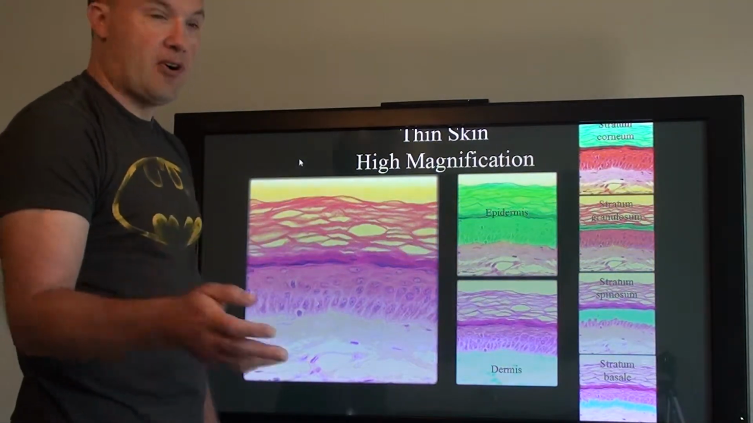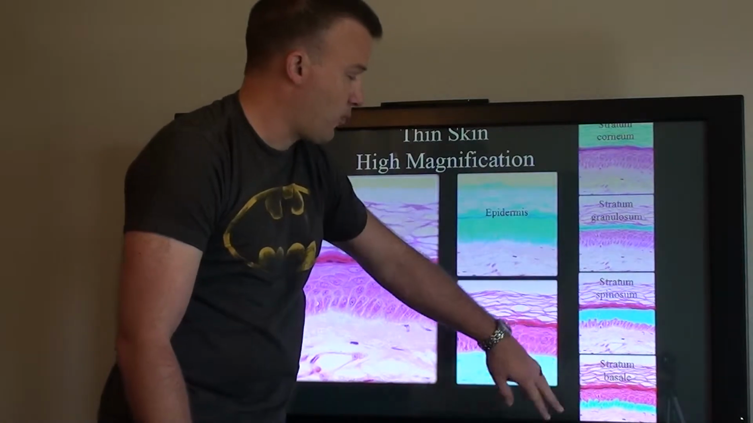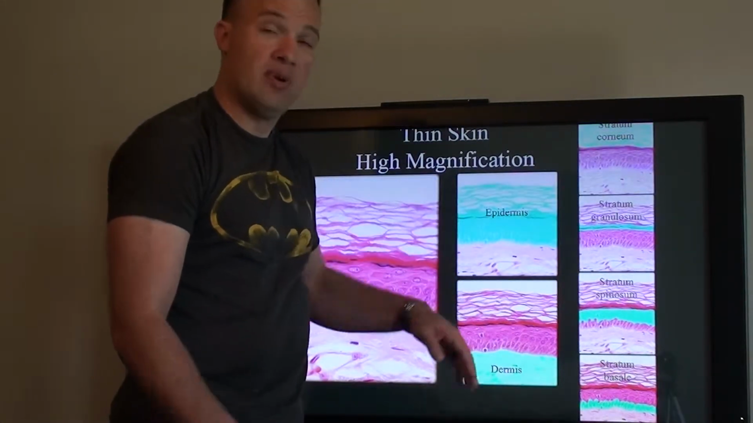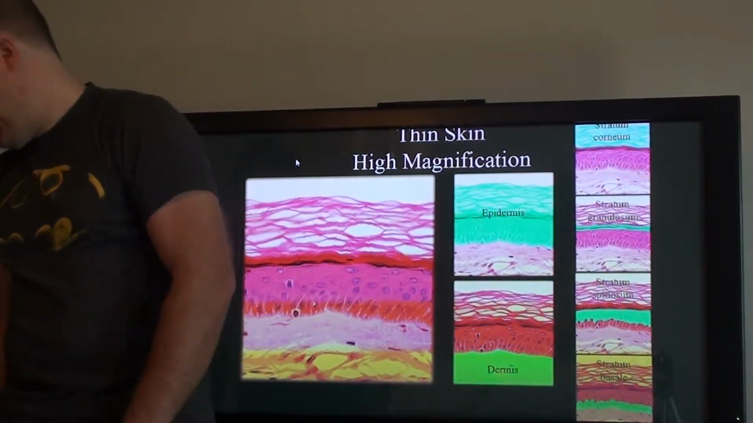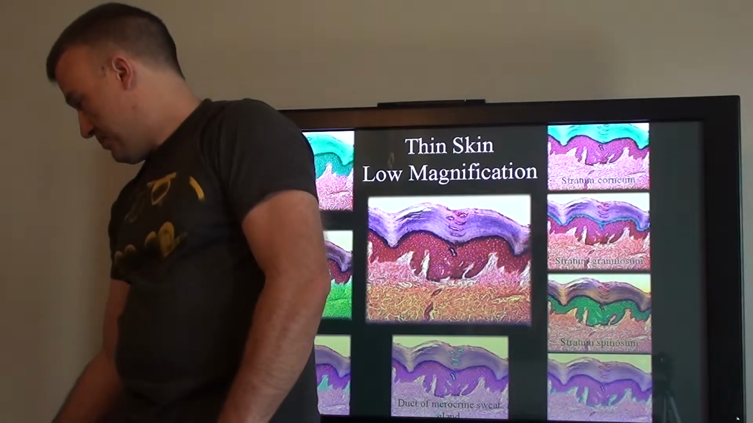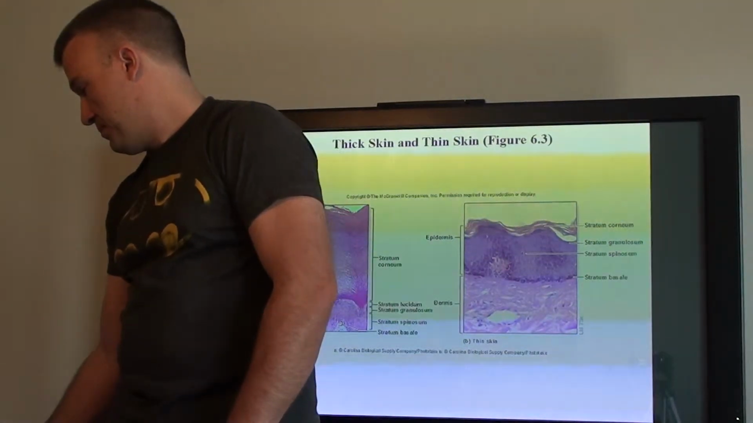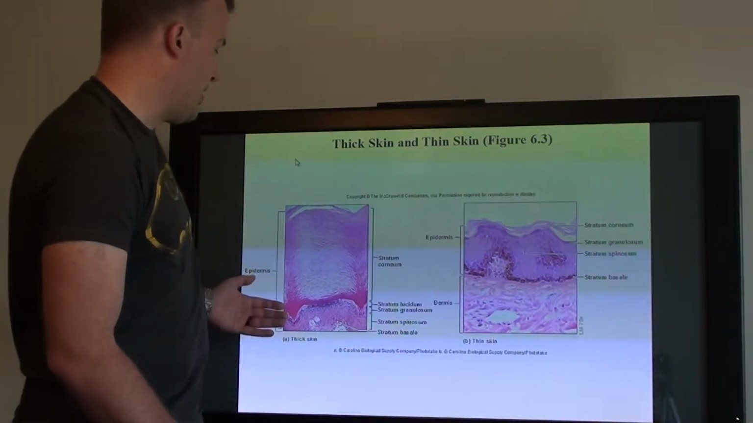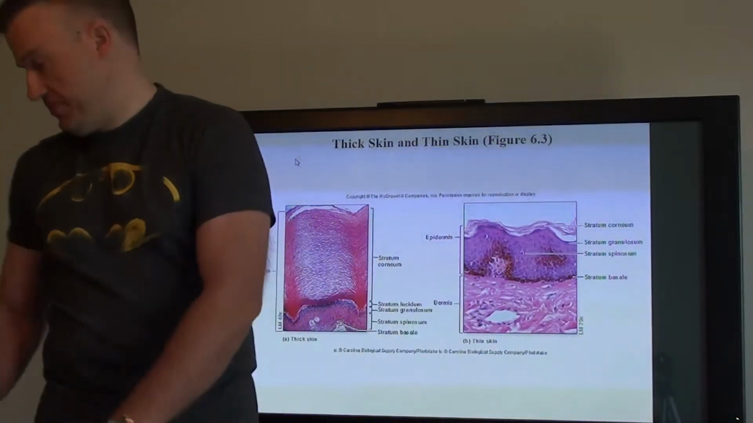So here is a photomicrograph of thin skin. So notice 1, 2, 3, 4. We've got 4 layers. That stratum lucidum, that's the layer that's missing here. That's what makes this thin skin. A picture that's in your textbook, again, same thing. Differences between thick skin and thin skin.